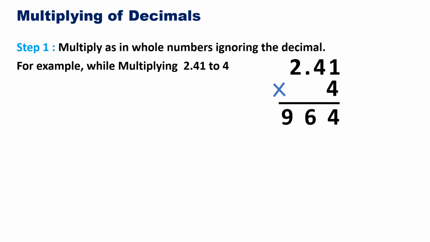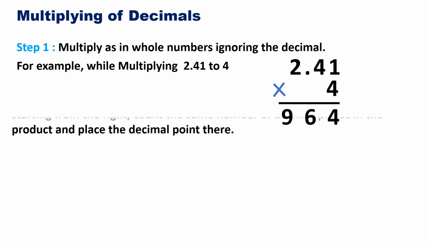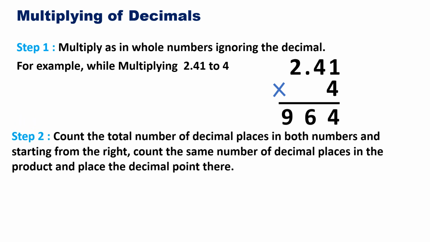So 241 into 4: 4 ones are 4, 4 fours are 16, and 4 twos are 8 plus 1, 9. So 961. Then where will we put the decimal point? For that we'll calculate how many decimal places are there in both the numbers. We'll calculate how many decimal places are here and how many decimal places are here. Then we'll add these two things. Then we'll come to know where we'll put the decimal point.